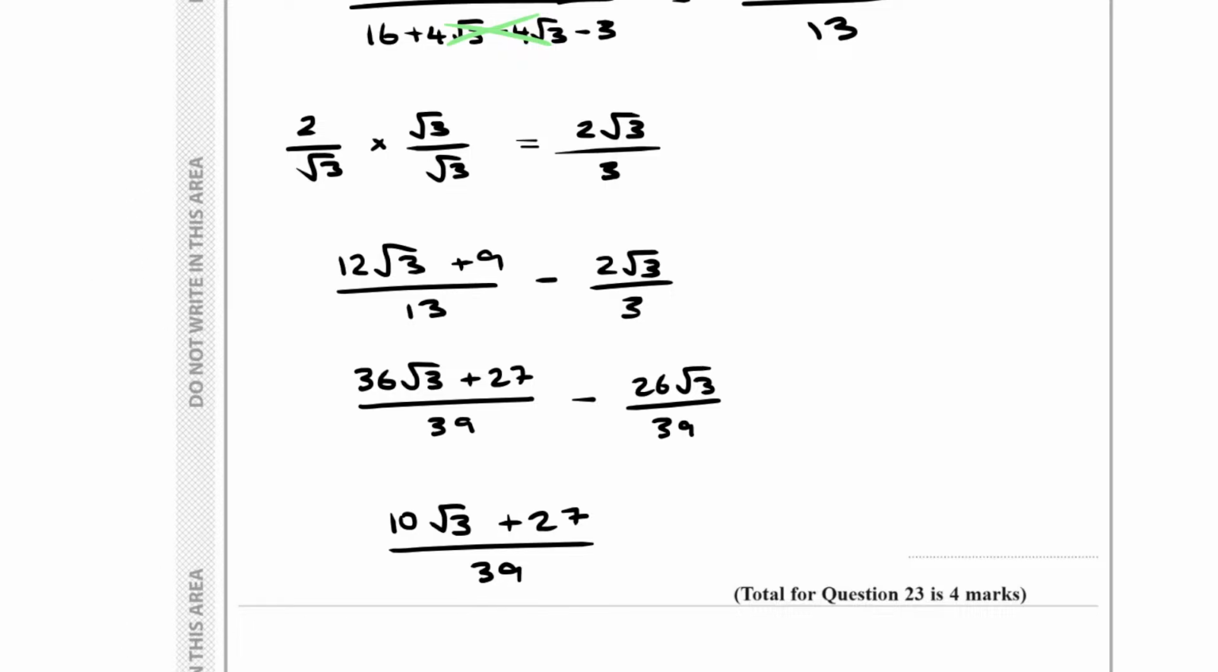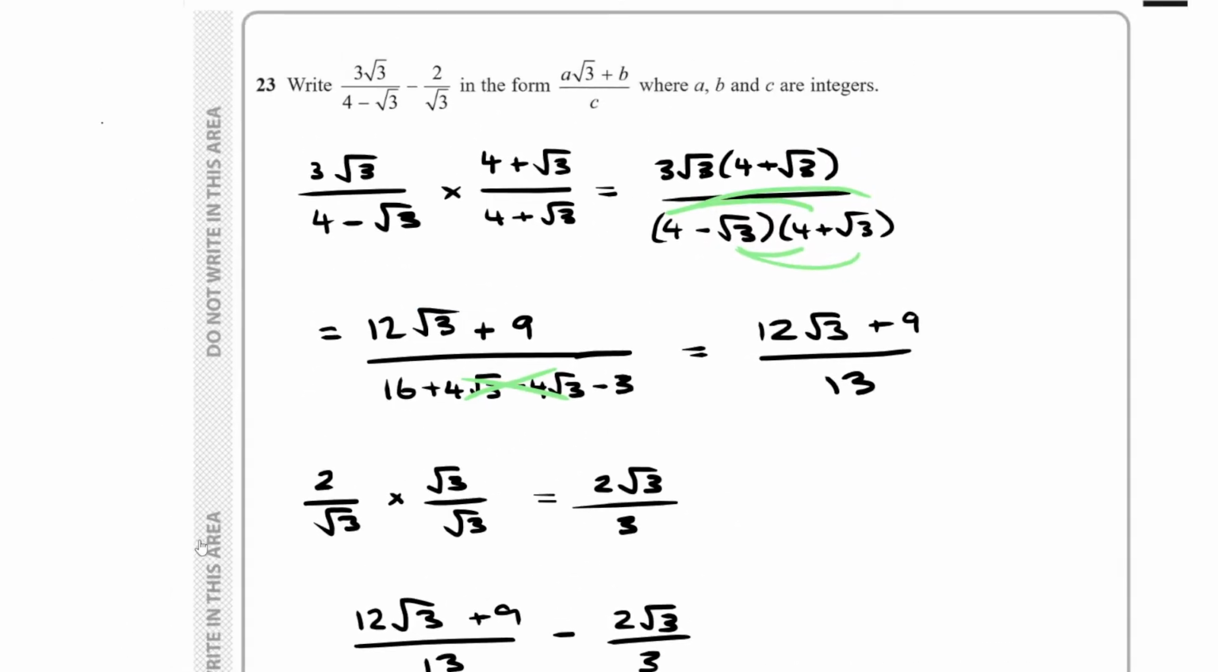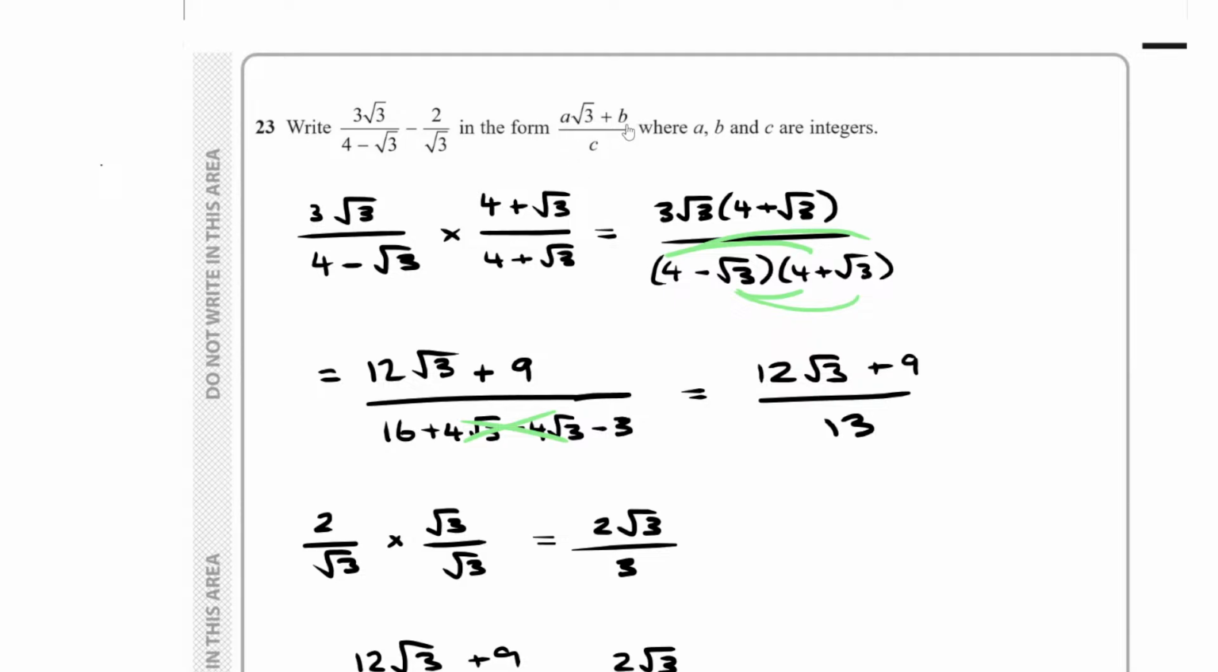And if we come back, let's just check that that is, you can see that's the format they've got, isn't it? Something root 3 plus something else over something else. And they're all obviously integers. So that's fine.